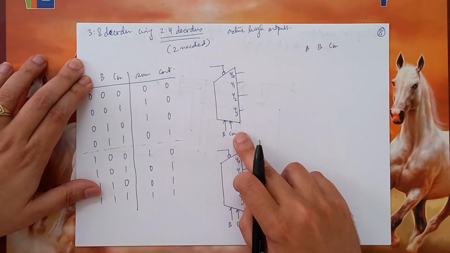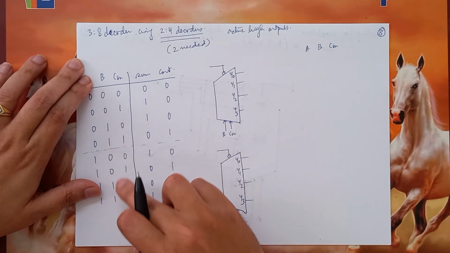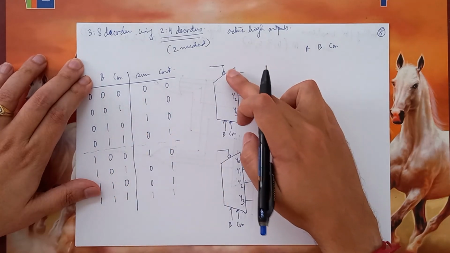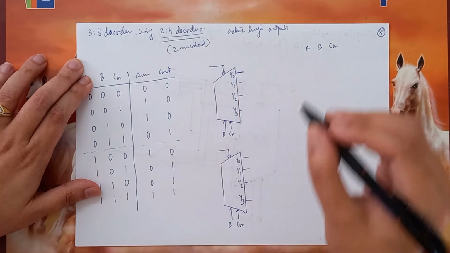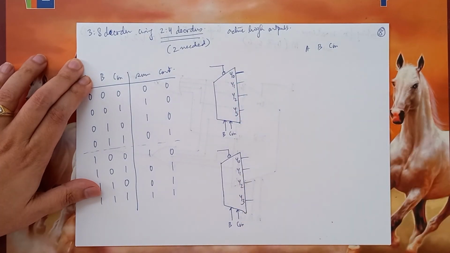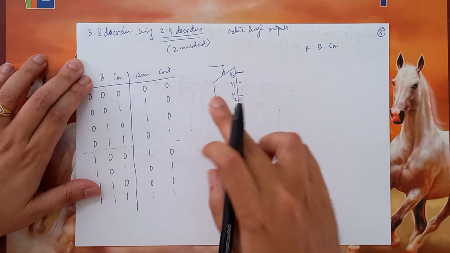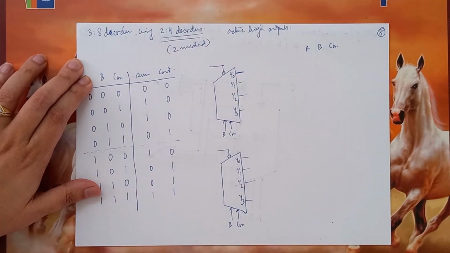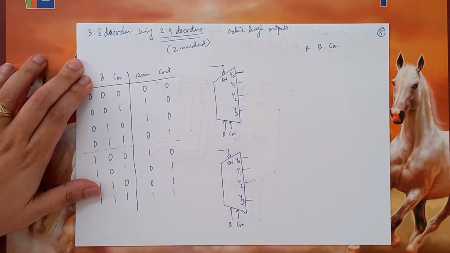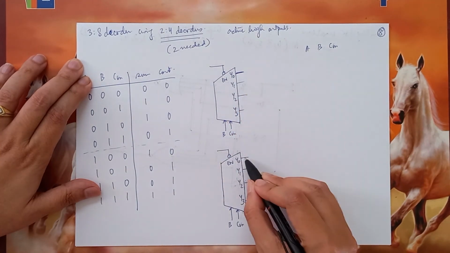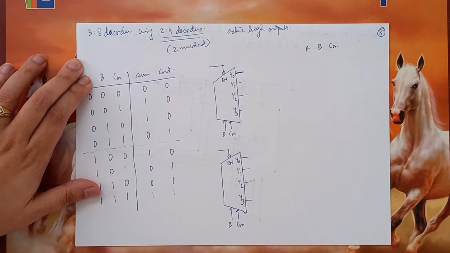So when B and C in go from 00 to 11, any one of these will be activated. But let us say when B and C in are 00, y0 will be a 1 here, and here y0 will also be a 1. We don't want that. We want that there should be some distinction between these two y0s. So who will give that distinction? If B and C in are both 0, 0, this y0 will be 1, even this y0 will be 1.